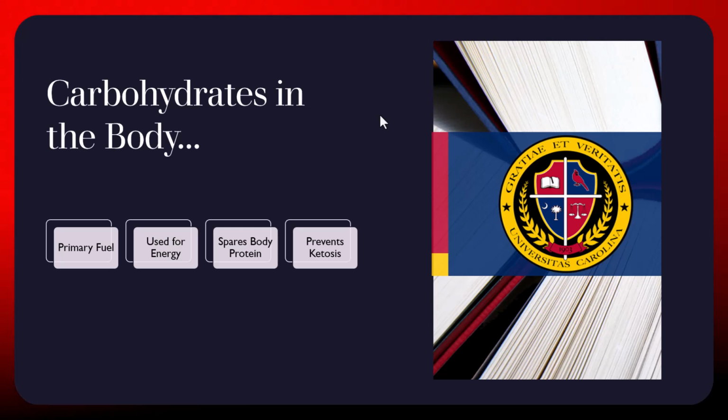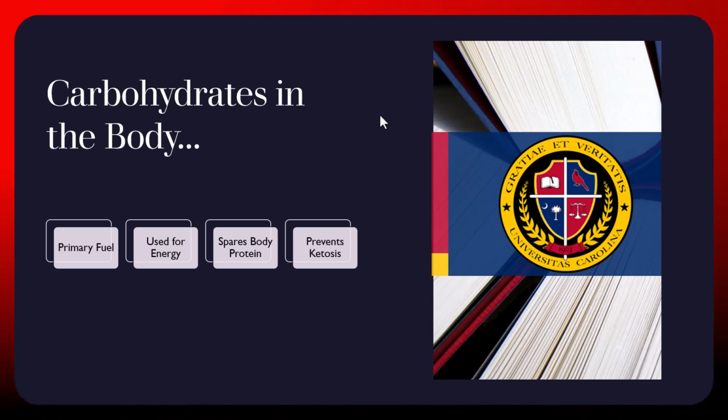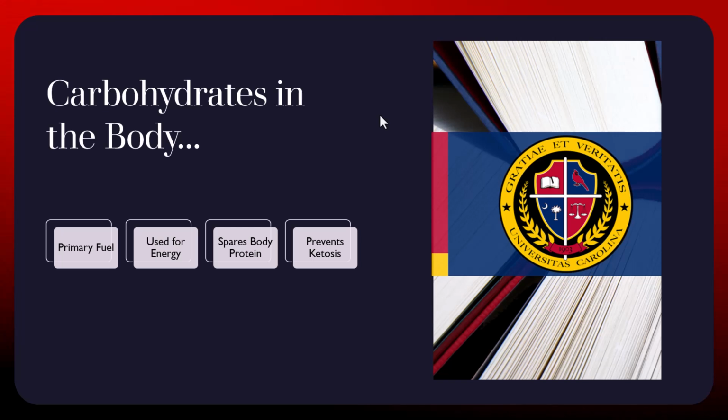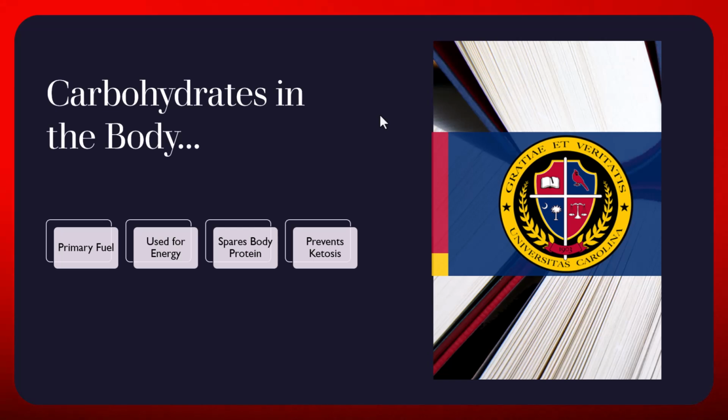Also, carbohydrates prevent ketosis. So if our body doesn't have the carbohydrates it needs, it'll use a process called ketosis, which is a metabolic process where the body primarily uses fat for energy instead of carbohydrates. So this occurs when glucose, sugar, is limited, often due to low carbohydrate intake, fasting, or in certain medical conditions. During ketosis, the liver breaks down fat, producing ketone bodies, which then serve as an alternative fuel source for the body. But this is not a healthy process for us, and it's not something we would want the body doing very much. It's one of the many reasons carbohydrate intake is so important.